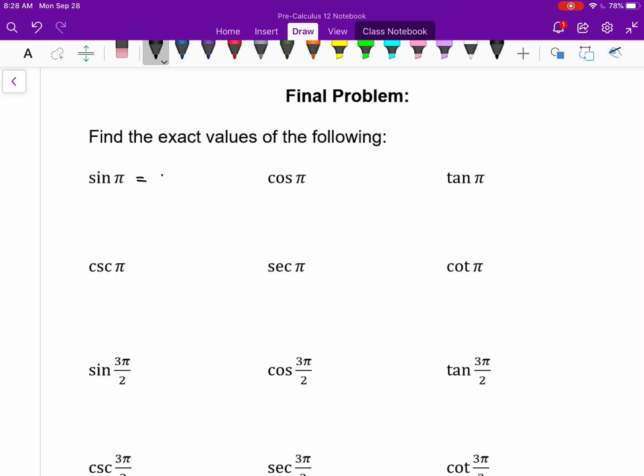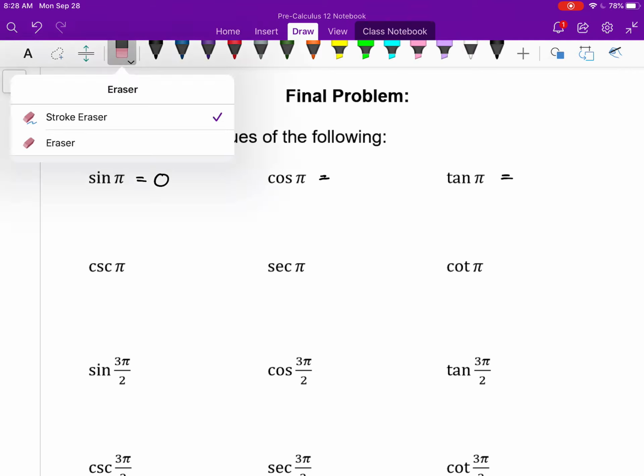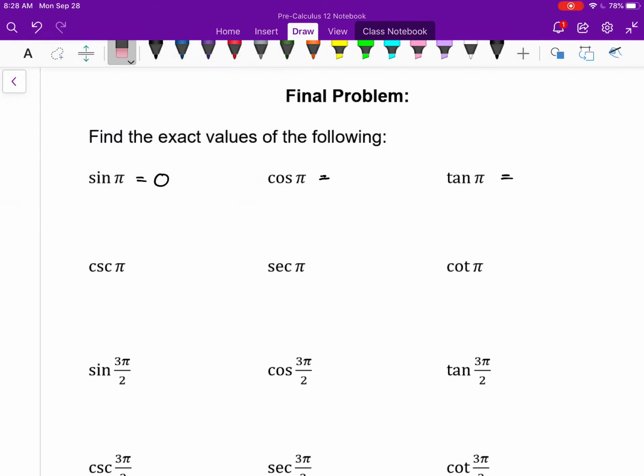So the sine of pi is 0, cosine of pi is 1, the tangent of pi is... sorry, I was thinking pi over 2. Cosine is 0. Let's try that all over again. Pi is 180 degrees. So sine is 0, cosine is negative 1, tangent is 0.